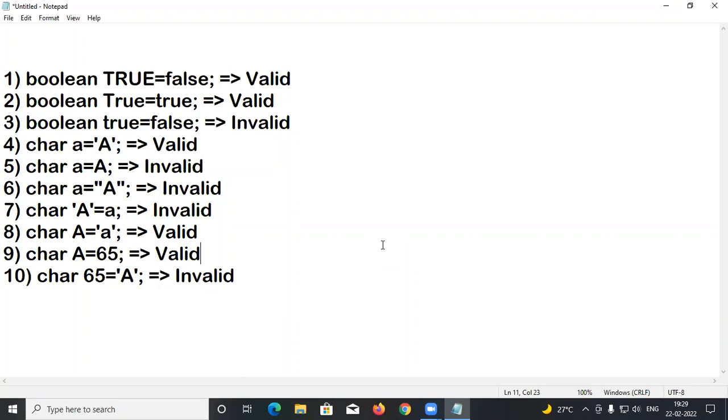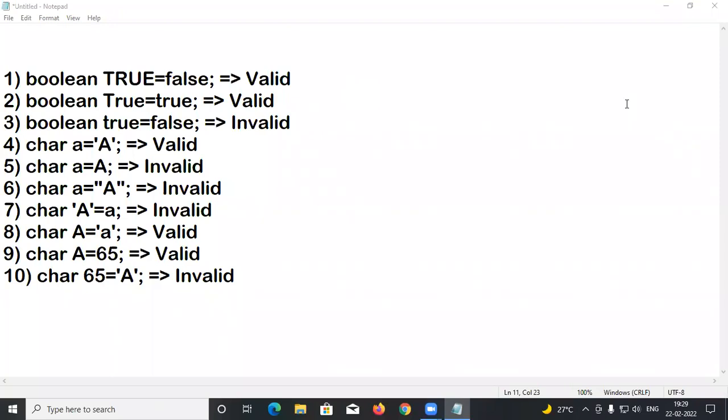Are these keywords? These 8 data types, are these keywords? Yes, keywords also. All primitive data types are keywords. Remember that point also. Literals, how many categories are there?